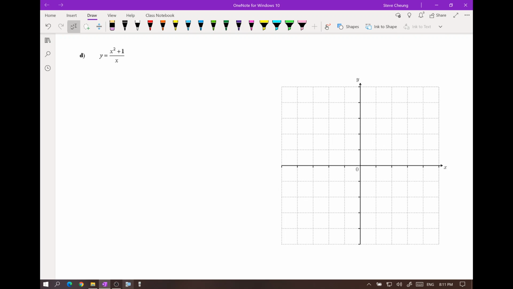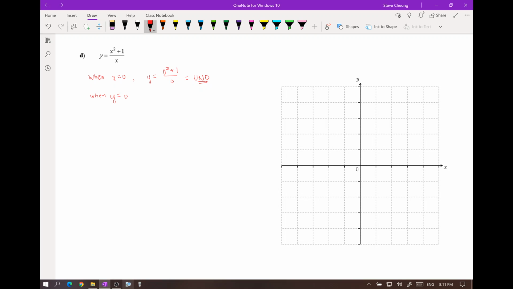D, you know the drill. Find the y-intercept. Now, problem is, there's no answer. This is undefined because we cannot divide by 0. So therefore, there is no y-intercept. And then you might be asking, why is that? Well, you'll find out soon.